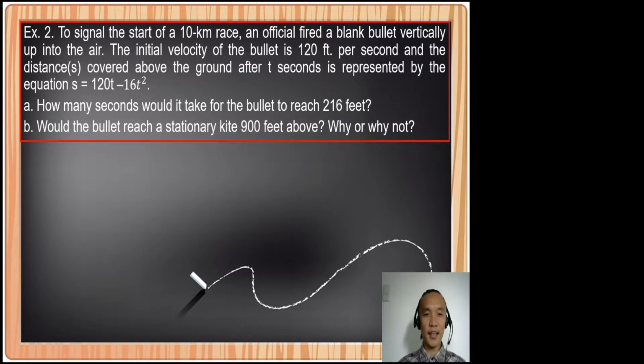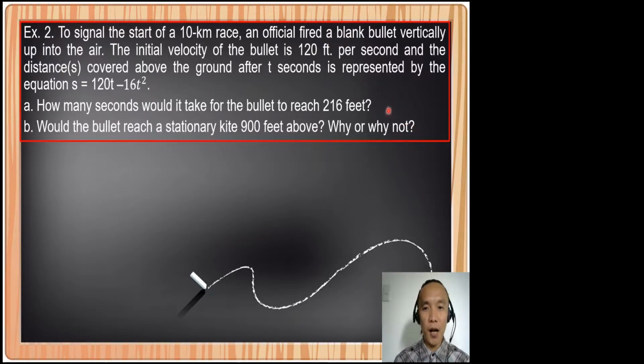To signal the start of a 10-kilometer race, an official fired a blank bullet vertically up into the air. The initial velocity of the bullet is 120 feet per second, and the distance covered above the ground after t seconds is represented by the equation s equals 120t minus 16t squared. So for this problem, we are not going to find the equation since it is already given in our problem.